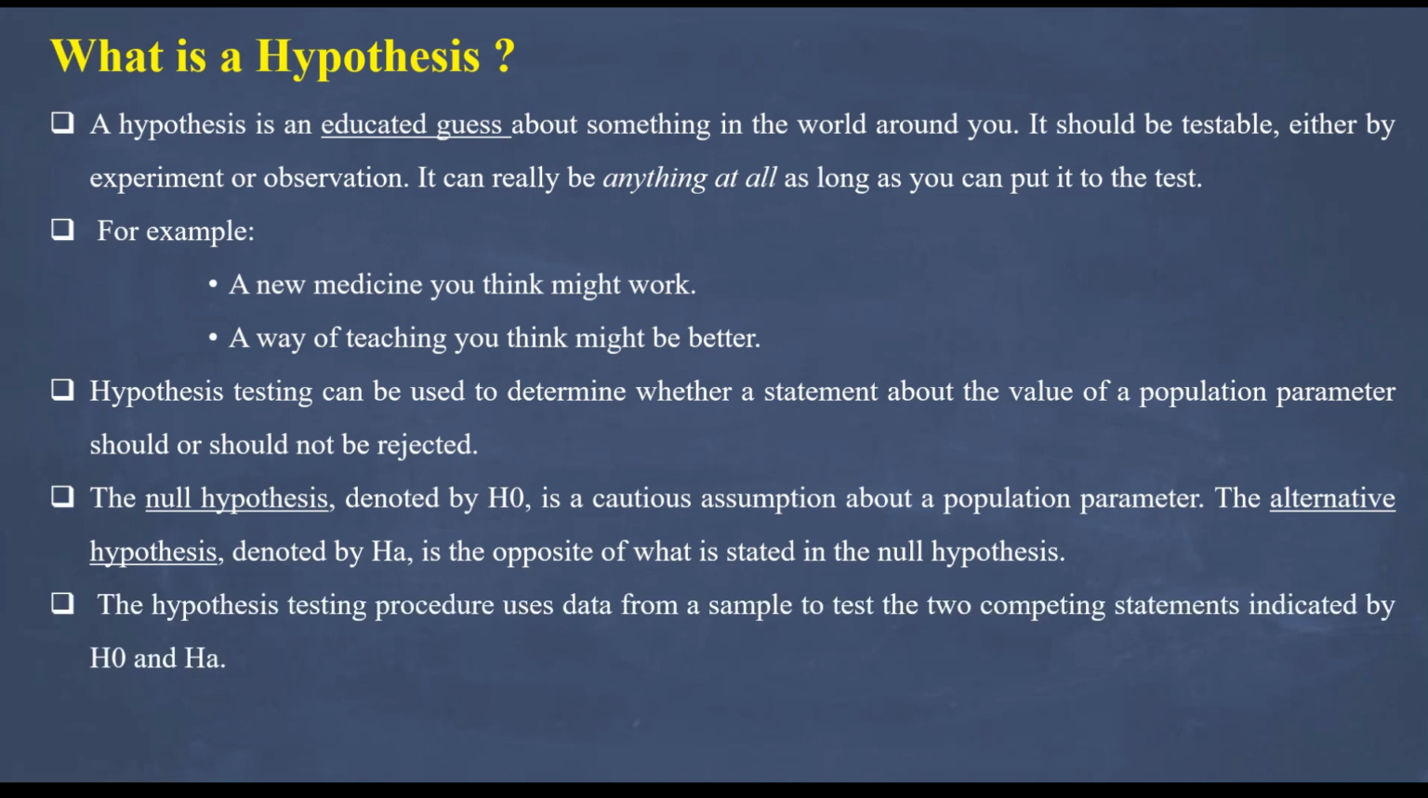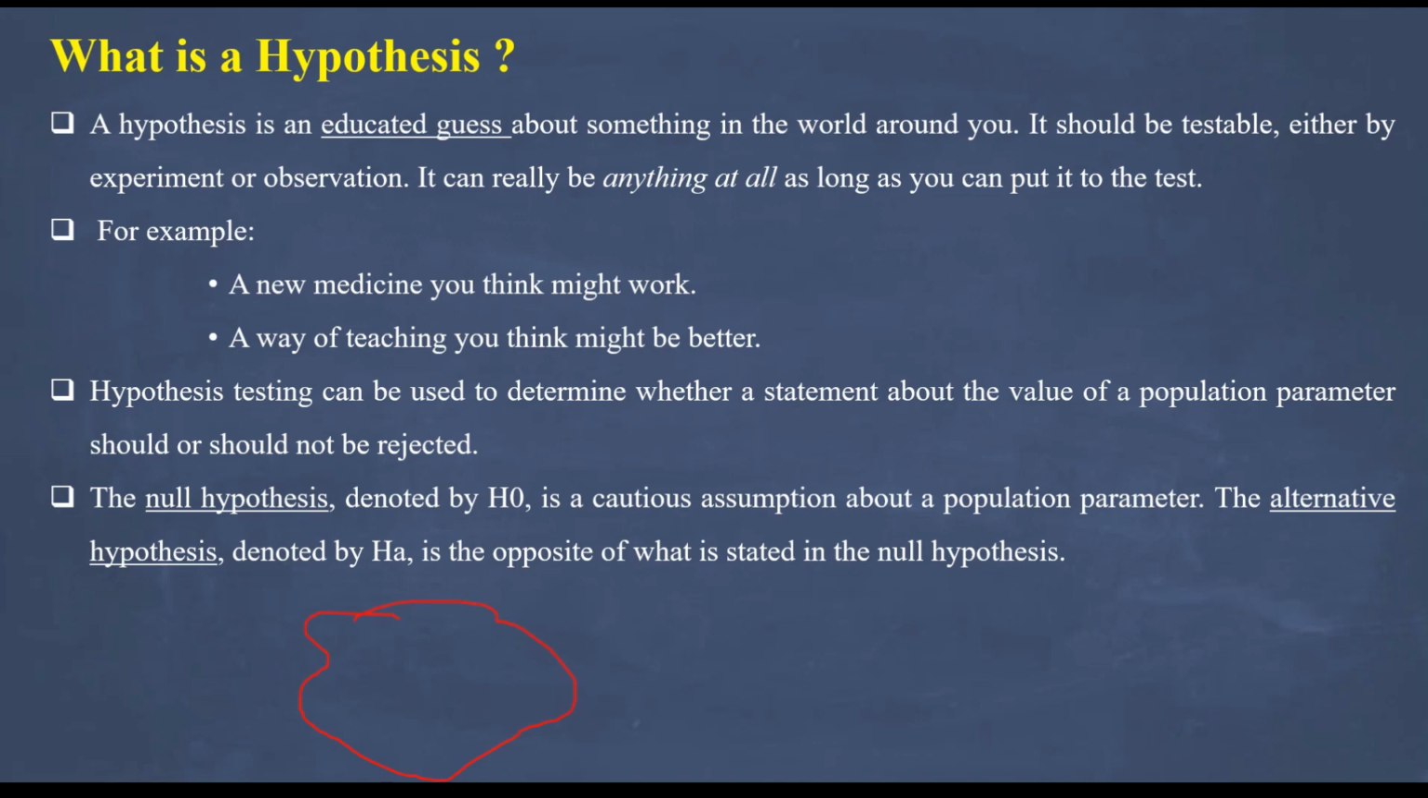Because what happens, you have a population and you draw some samples out of it. So you have to check the population parameter, which may include your population mean or population standard deviation sigma. We have to check whether the population mean and population sigma equal x bar or s. So that is the population parameter. So you will make some cautious assumption, that is called a null hypothesis.